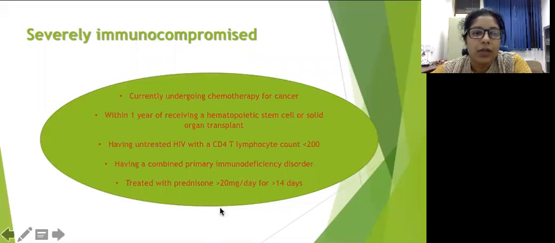There is one more class of severely immunocompromised patients. Patients who are currently undergoing chemotherapy for cancer or those who have received a hematopoietic stem cell or solid organ transplant within 1 year, patients who have HIV with CD4 T lymphocyte count of less than 200, or those who have a combined primary immunodeficiency disorder, or even the patients who are treated with prednisolone at a dose of 20 milligram per day for more than 14 days fall into this category.